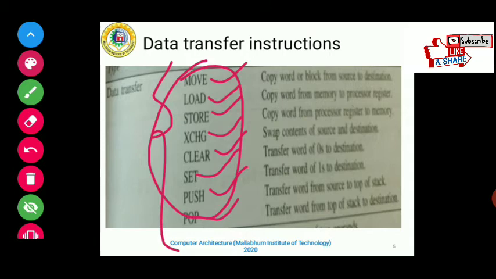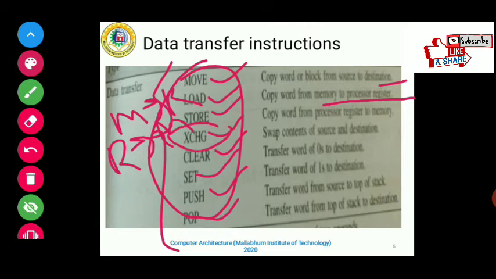It is actually written. Move is actually copy word and block from one source to destination. Load is actually copy word from memory to processor register. Load is actually from memory to register. Store is actually from register to memory. Exchange, as the name implies, exchanges the data or swaps the data. Clear means all zeros. Set means all ones. And push or pop is actually zero instruction length, classification of the zero instruction length used in that type of instruction. Okay, transfer from the top of the stack. It is actually related to the stack operation.